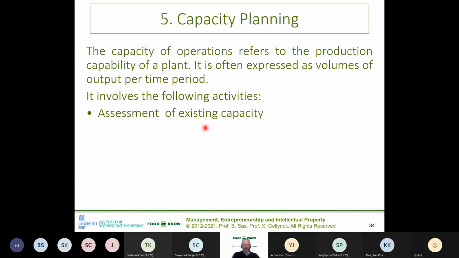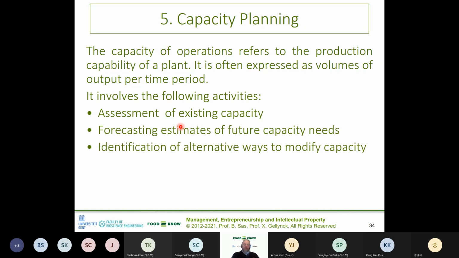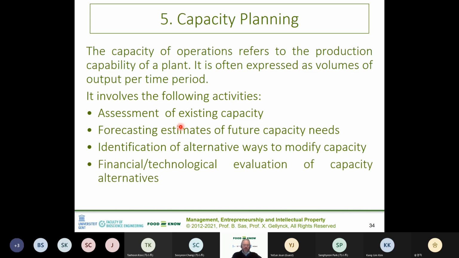It involves looking at assessment of existing capacity, forecasting the estimates of future capacity needs, identification of alternative ways to modify this capacity. For instance, you can put another line there, or you can perhaps outsource it and have it toll manufactured if it's just a short moment in a peak, and ask additional capacity out there from other companies to cover a little bit this peak. And then financial and technological evaluation of capacity alternatives.